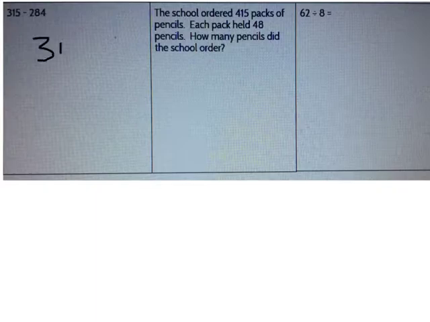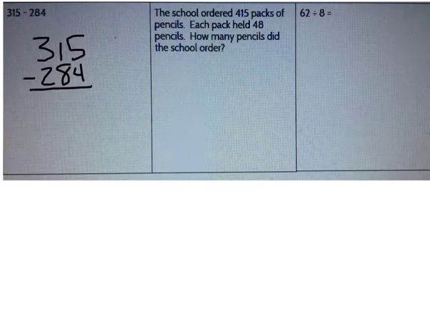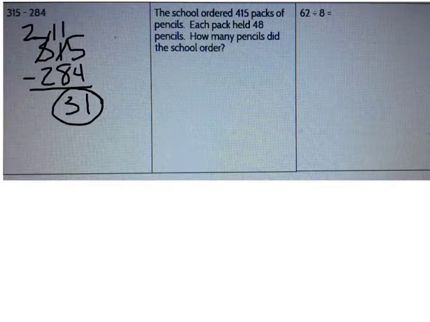Start with 315 minus 284. We need to get sharp on subtraction because that's going to help us when we do long division problems. What's 315 minus 284? Well, 5 minus 4 is 1. I can't subtract 1 minus 8, so I need to borrow from the hundreds place. I can decompose one of my hundreds to make 10 tens. So I now have 2 hundreds and 11 tens. 11 minus 8 is 3. 2 minus 2 is 0. The answer is 31.